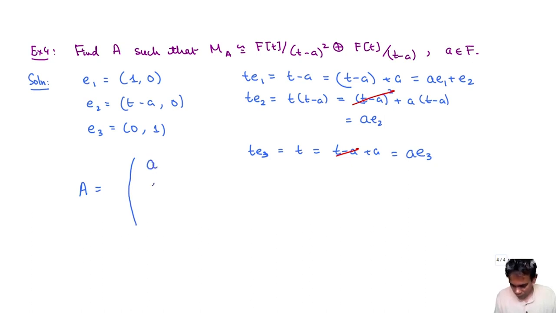So the matrix here is a, 1, 0, 0, a, 0, 0, 0, a. So this is a matrix in Jordan canonical form with two blocks, one of size 2 and one of size 1. Both blocks have eigenvalue a.